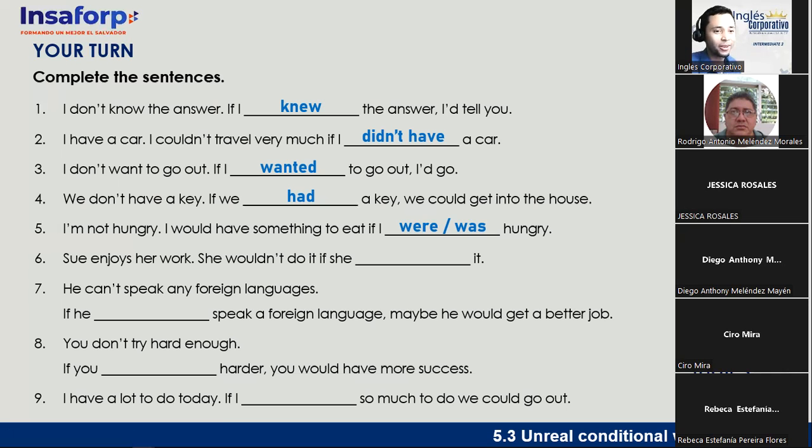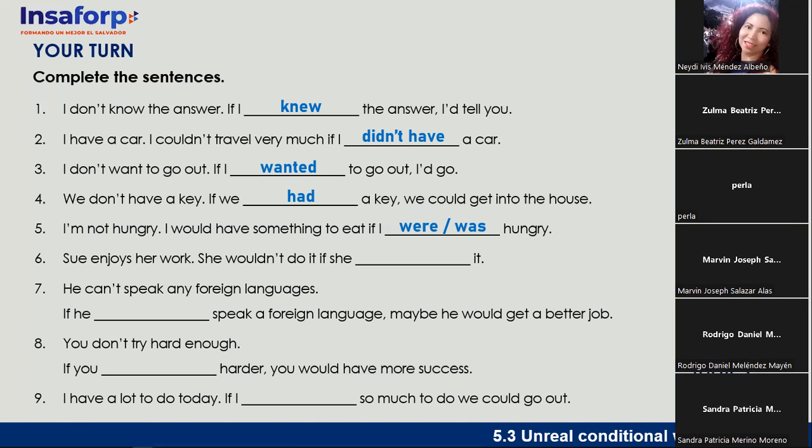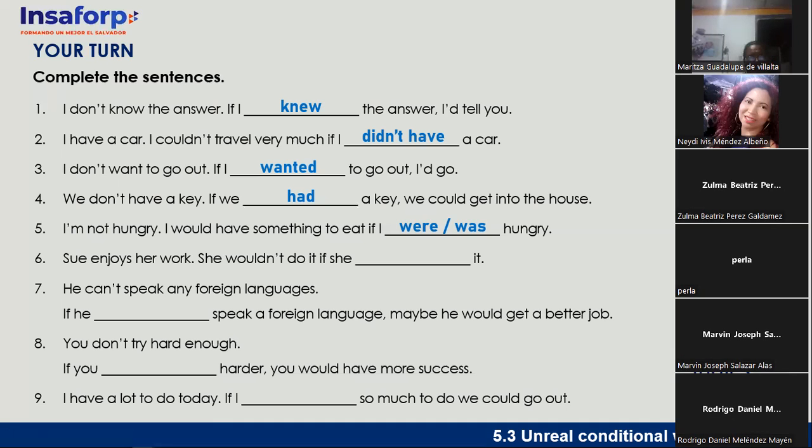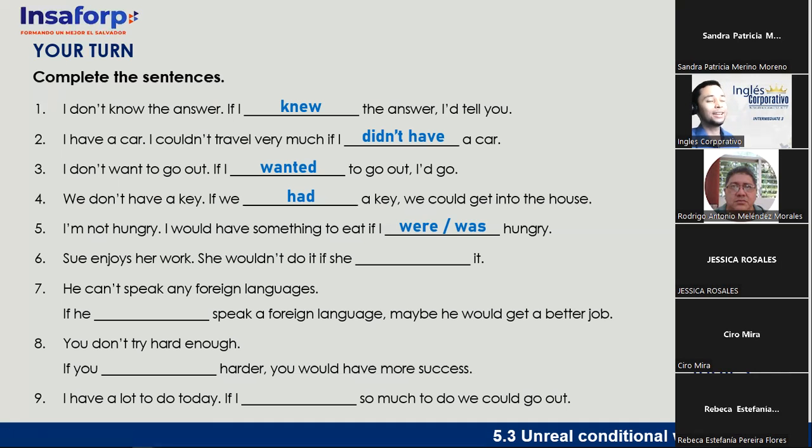Who wants to try? I have many students connected. Let's see. There is Sandra, Rodrigo Daniel, Marvin Joseph, Erasmo, Perla, Zulma, Beatriz, Navy, Maritza. Come on, let's participate. Who wants to try? Sandra, okay, Sandra, number six.